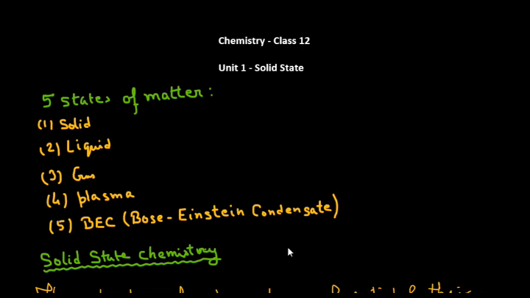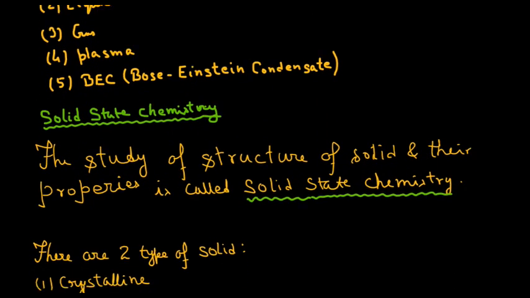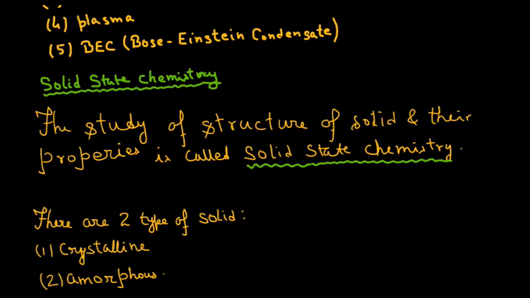Let us start with the states of matter. There are 5 states of matter: solid, liquid, gas, plasma and BEC, Bose-Einstein condensate. What is solid state chemistry? Solid state chemistry is the study of structure of solids and their properties.